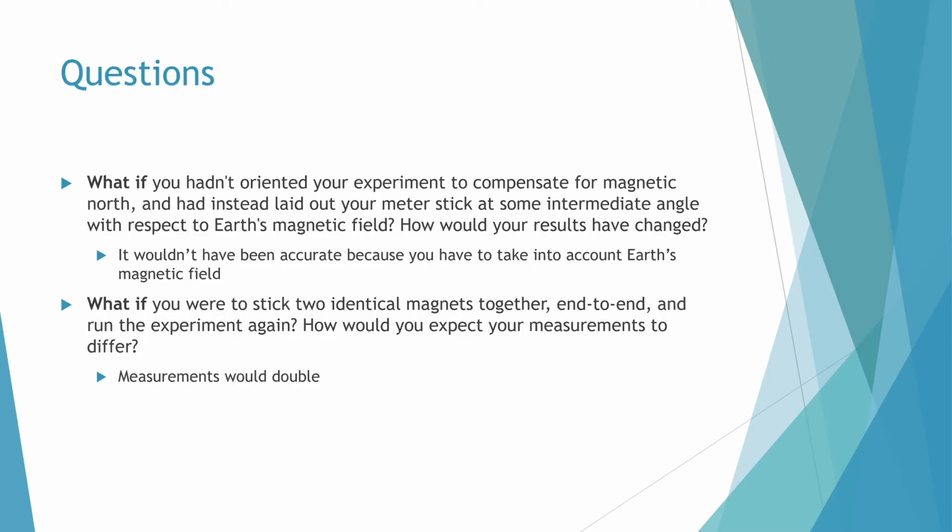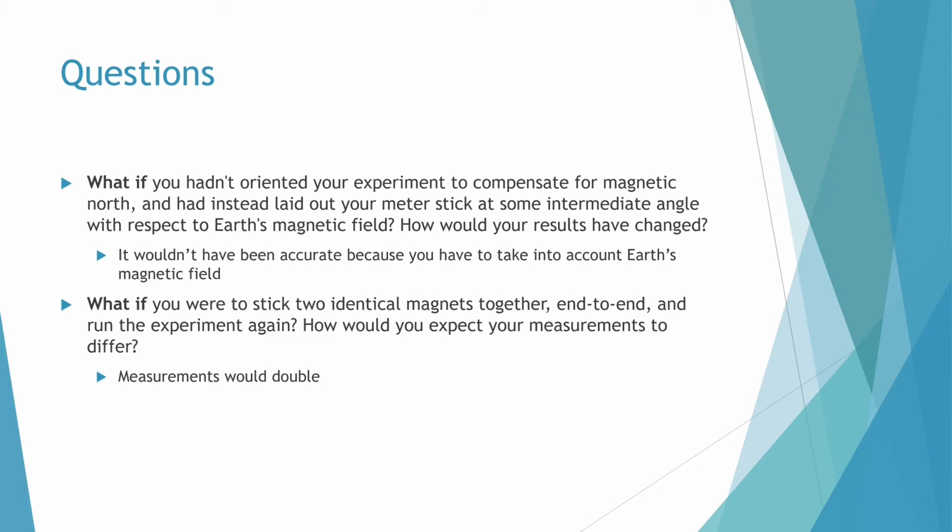Some questions that I wanted to answer. What if we hadn't oriented our experiment to compensate for the magnetic north and instead laid out our meter stick at some random angle? It would not have been as accurate. I actually had to go through this a couple times, finding a surface that was correct and being able to measure so it was calibrated. If not, your numbers are going to be very off and not as accurate.